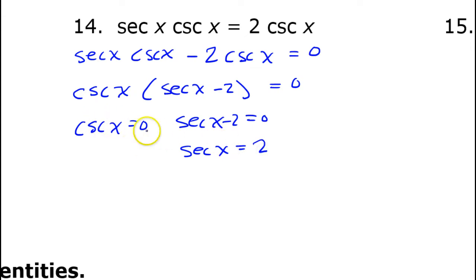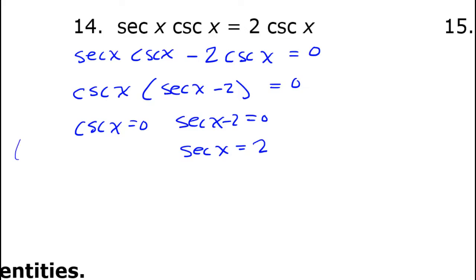Now, taking the reciprocal of everything, I can't really take the reciprocal of this the way I want to, because the reciprocal of 0 is undefined. You know, if you take the reciprocal of something, you put 1 over it, and 1 over 0 is undefined. That really tells me that cosecant x has no solution.